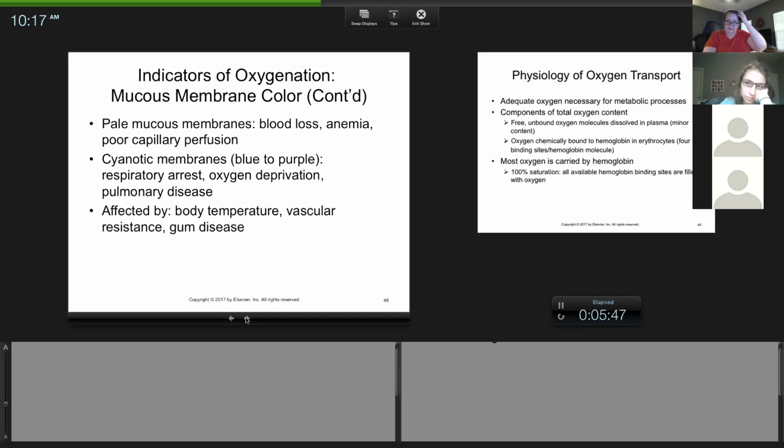And let me also add something to pale. Dexdomitor or alpha-2 use. So if you have a dog that gets xylazine or dexdomitor, that drug causes vasoconstriction. And so a dog on dexdomitor could be very pink, and then you sedate them, and then they look extremely pale. That's an effect of the drug.